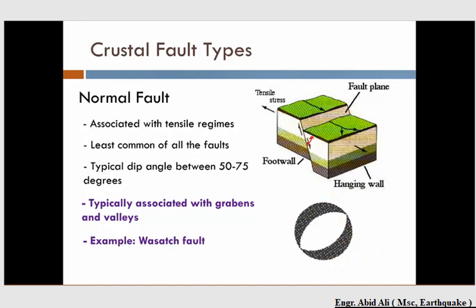So you have to think of it as everything sliding down, but everything sliding away. So it's just indicative of extension. So yeah, these stereonet projections look like eyeballs with white centers. They are indicative of a normal fault.